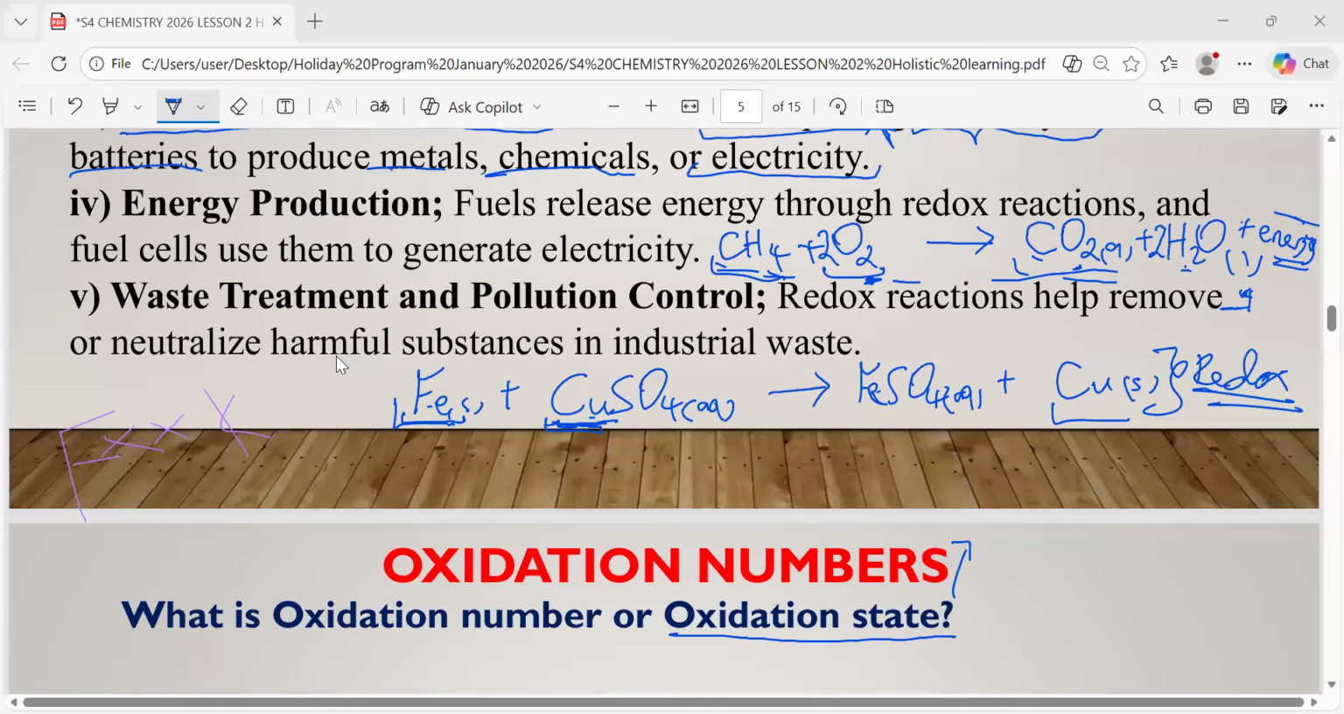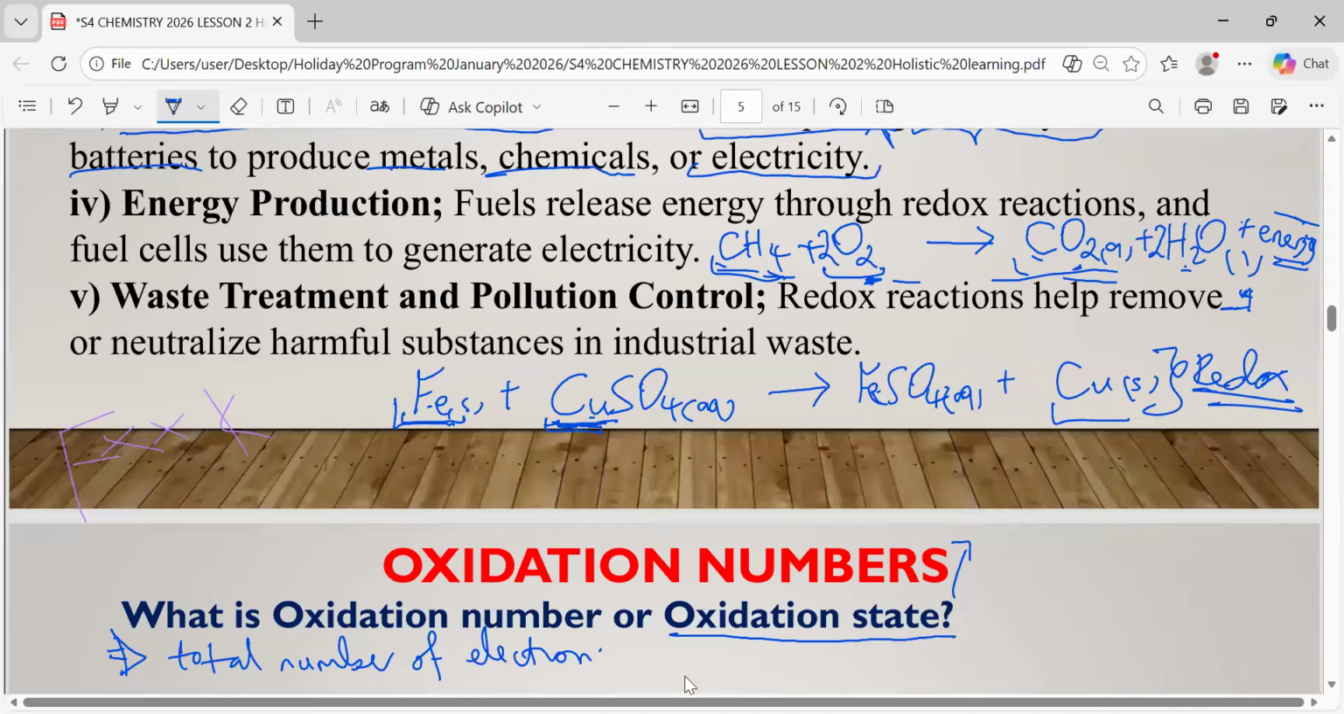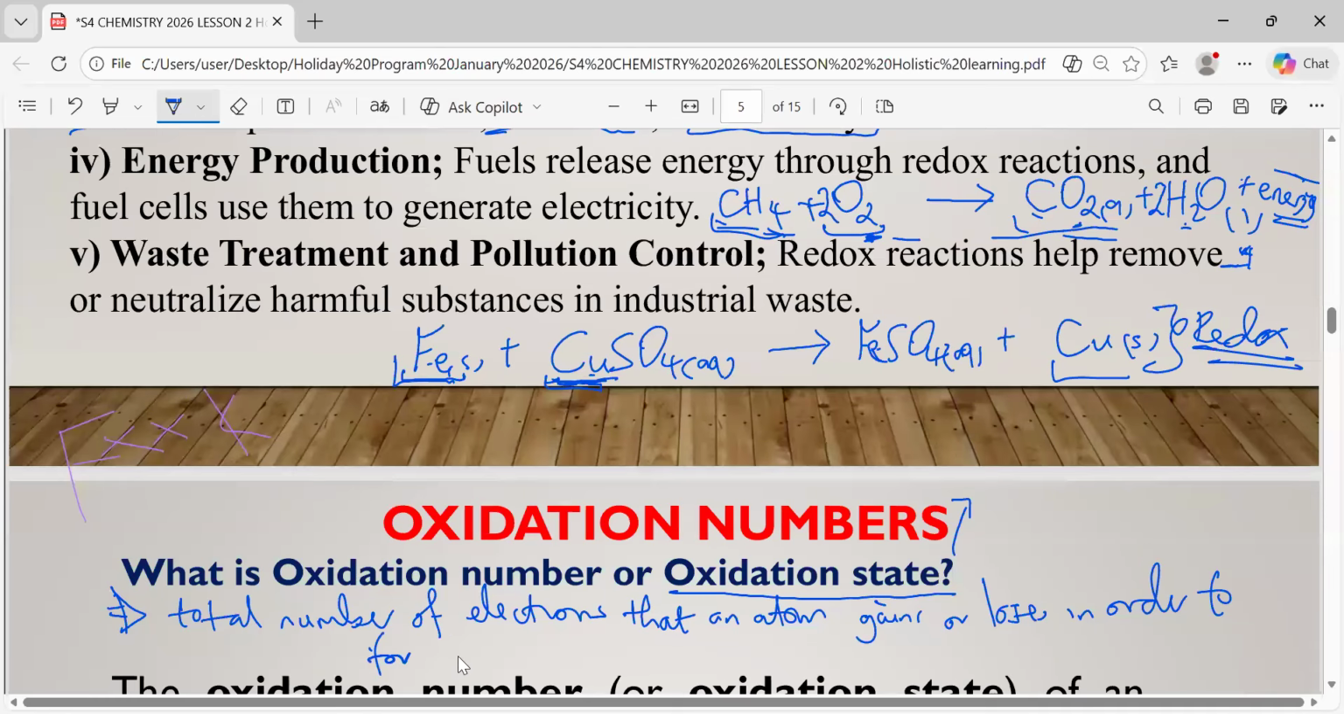Okay, sir. Oxidation number is the total number of electrons that an atom gains or loses in order to form a chemical bond with another atom.